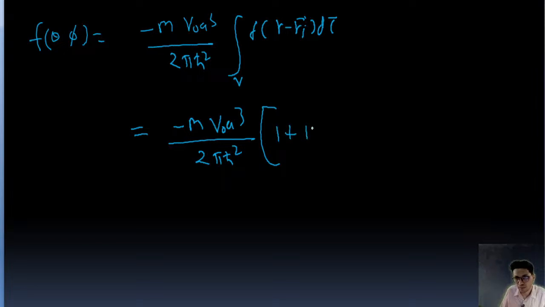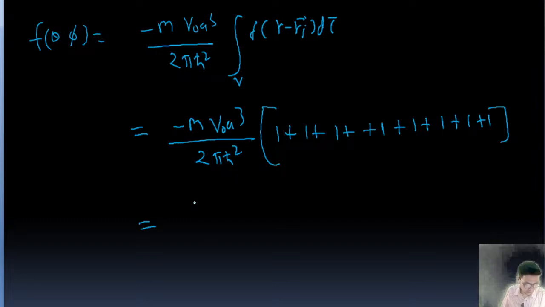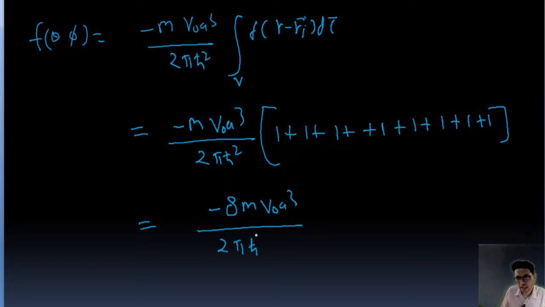So this is 8 times 1: 1 plus 1 plus 1 plus 1 plus 1 plus 1 plus 1 plus 1, these are 8 ones, right? So this value is going to be minus 8 m v naught a cube upon 2 pi h cut square. Okay, so 2 will get cancelled. This is going to be minus 4 m v naught a cube upon pi h cut square.